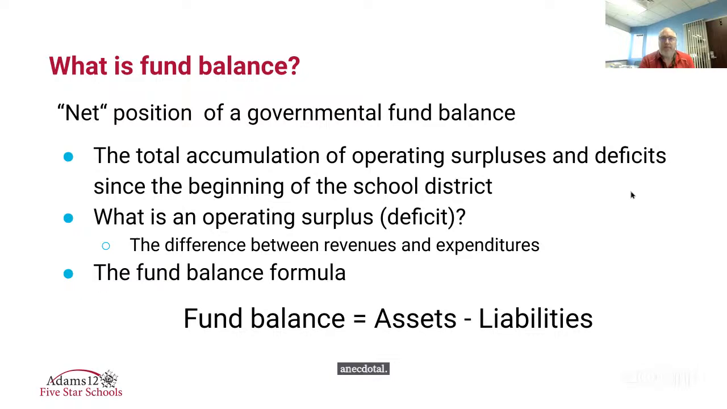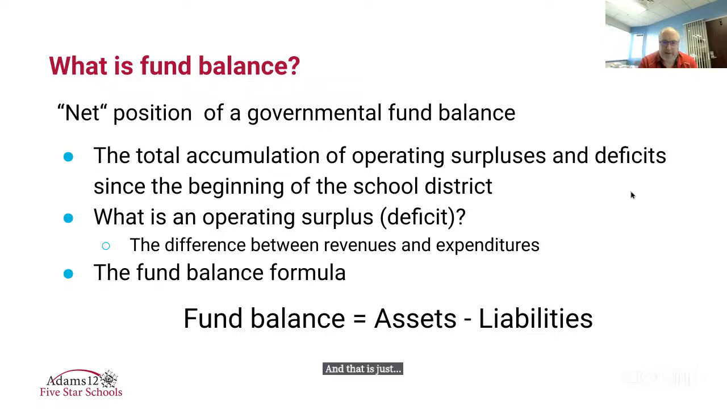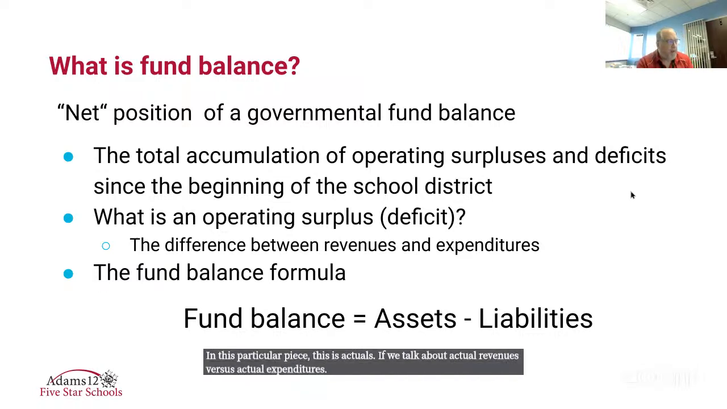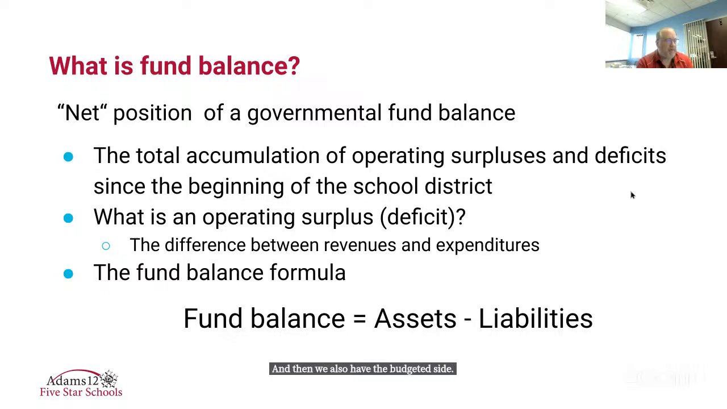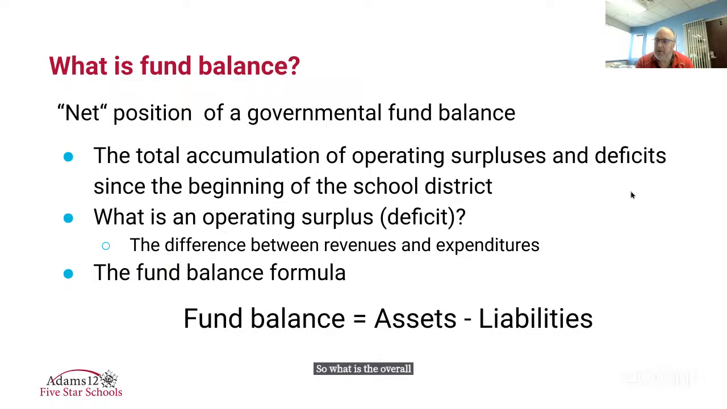What is fund balance? It is, since the beginning of the school district, the accumulation of operating surpluses. What's an operating surplus? It's the difference between revenues and expenditures. And that is just over time, how has the district done relative to actual? Remember, in this particular piece, this is actuals, actual revenues versus actual expenditures. And then we also have the budgeted side, which is the budgeted level of revenues and the budgeted level of expenditures.